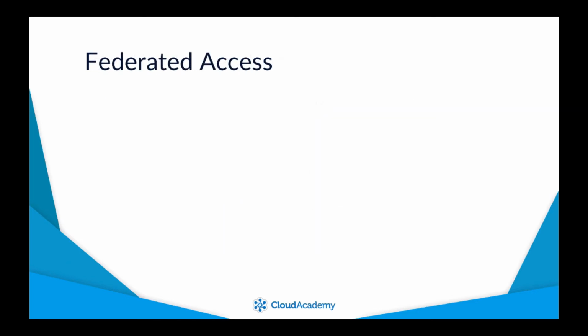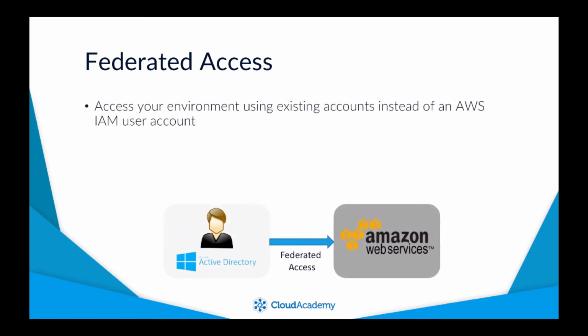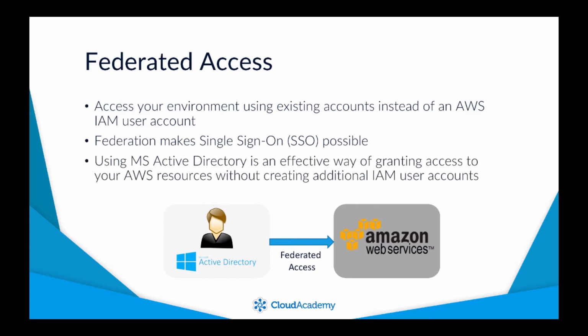So what does this mean? Well, this means that if you need users to access AWS resources that already have identities that fit into these categories, then you could allow access to your environment using these existing accounts instead of setting each of them up a new identity within AWS IAM, effectively allowing for a single sign-on solution. As the vast majority of organizations today are using Microsoft Active Directory, this is an effective way of granting access to your AWS resources without going through the additional burden of creating IAM user accounts.